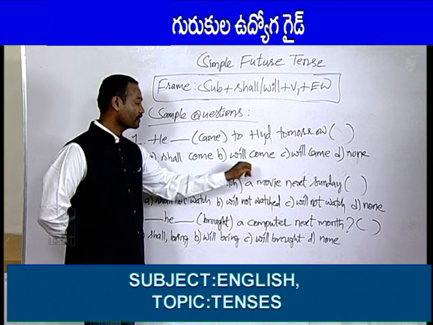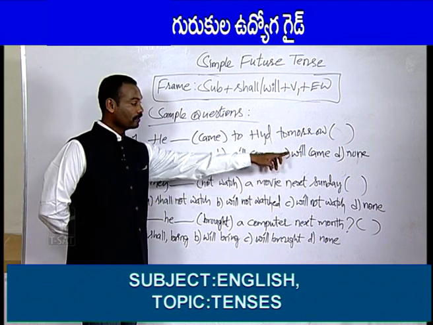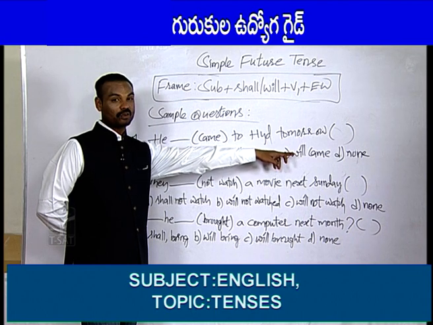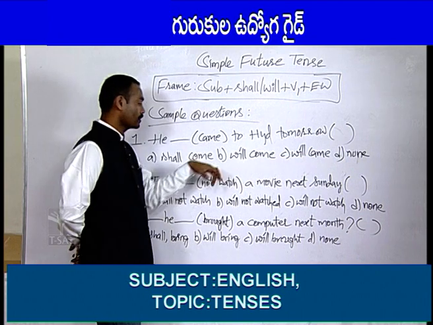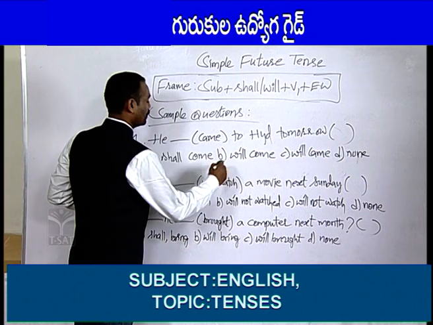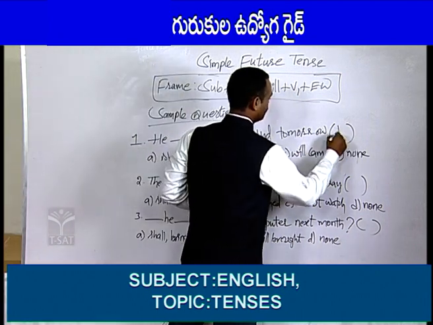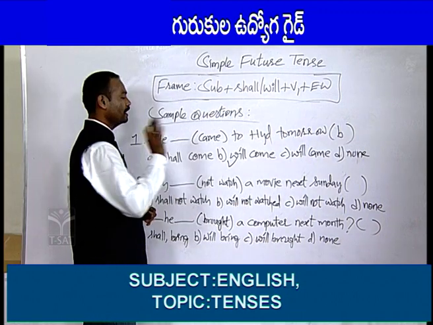Where is "will come"? Yes, "will come." What about "will came"? Wrong. This is right, but this is wrong. We should not use the second form. So here the answer is B. "Will come" is the answer.